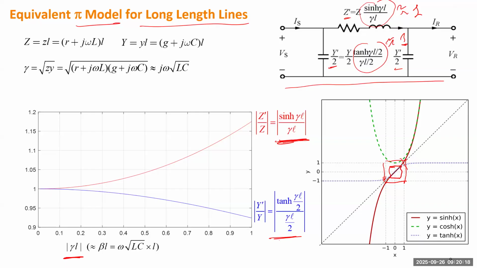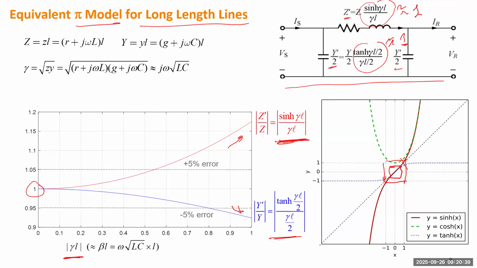Okay, so you see, they start from 1 when gamma L is equal to 0. L is the distance of the line, so 0 means the line has 0 distance. When it's 0, it starts from 1. But when it becomes longer, it will deviate from 1.